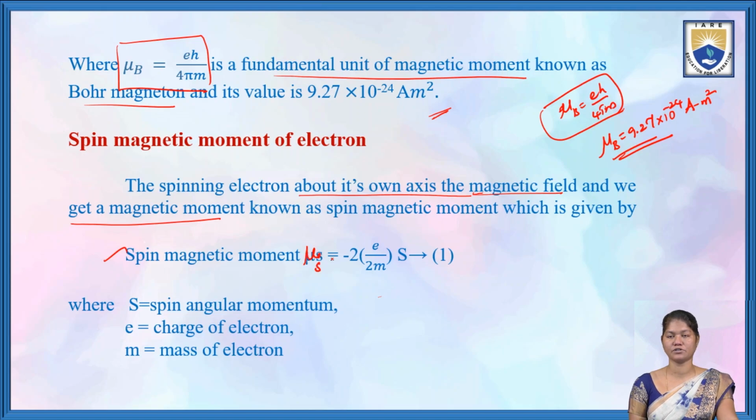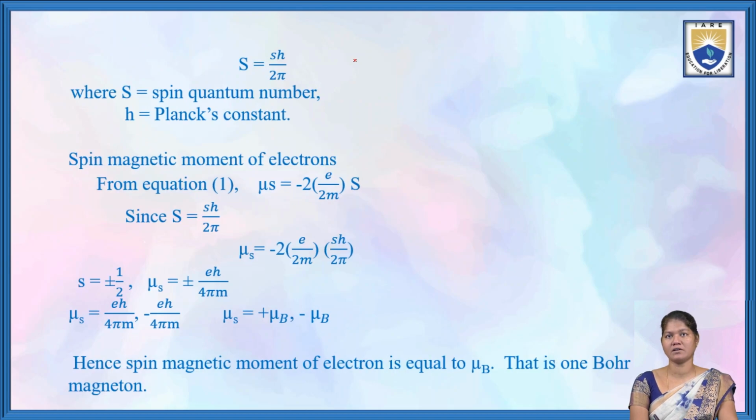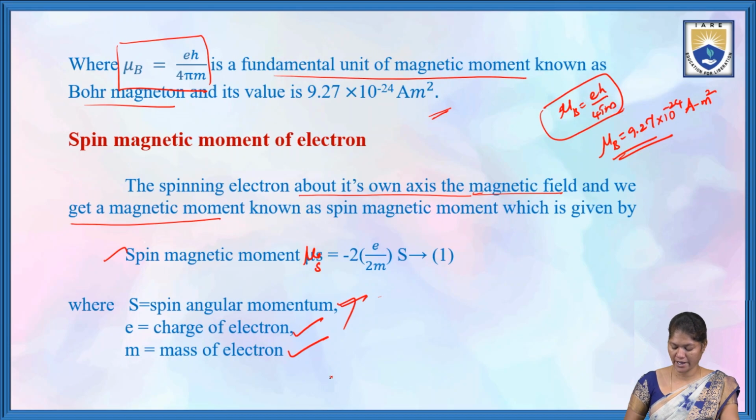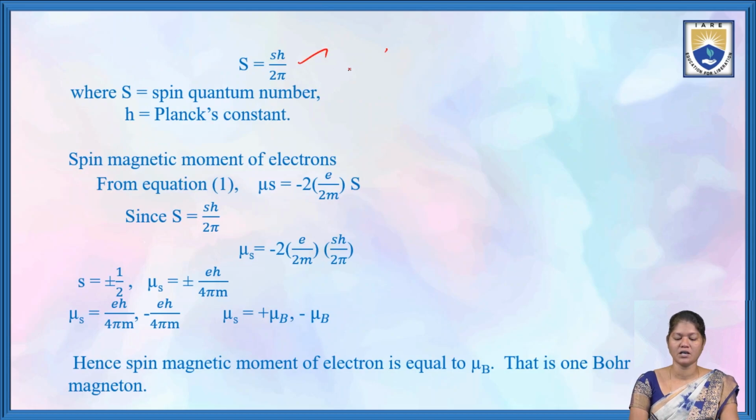So that spin magnetic moment mu s is equal to minus 2 into e by 2m into S, where S is the spin angular momentum, e is the charge of the electron, and m is the mass of the electron. As we know, the spin angular momentum S is equal to sh by 2 pi, where s is the spin quantum number and h is Planck's constant.